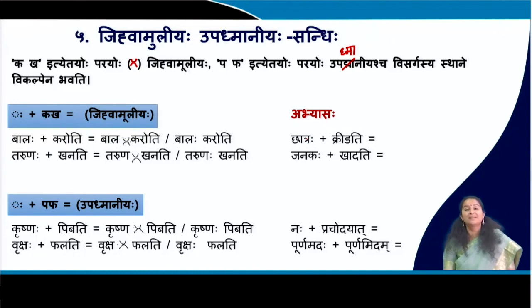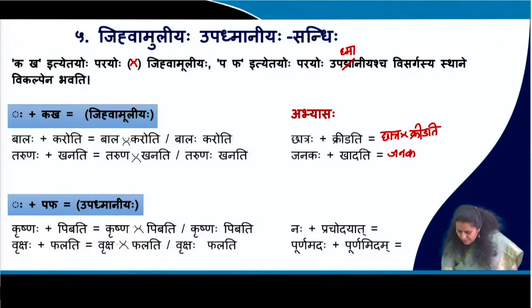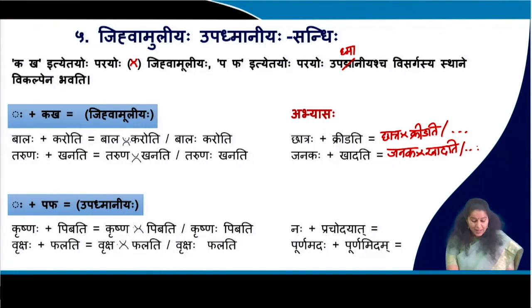Next, atra asti chhatraha plus kridati kim bhavati? So, chhatrak kridati or chhatraha kridati. Samanam tishtati. Next, janakah khadati, janakak khadati or janakah khadati. Or you have the alternative of the unchanged form. Next kim asti atra, after a visarga plus a pa, it becomes an upadmaniyah. Krishnaha plus pibati, Krishnaf. It becomes an f sound. Krishnaf pibati or Krishnaha pibati. Vrikshaha plus phalati, Vrikshaf phalati or Vrikshaha phalati.